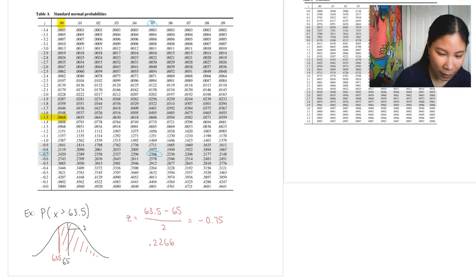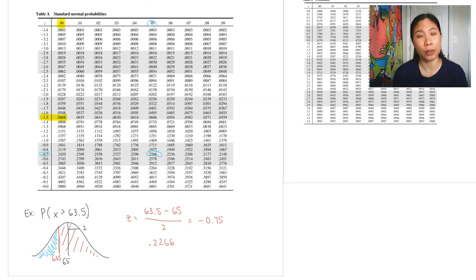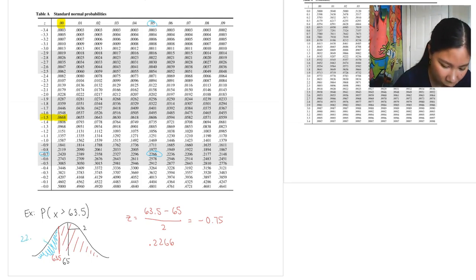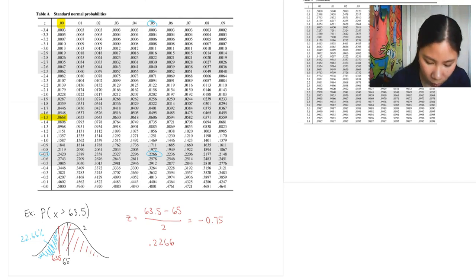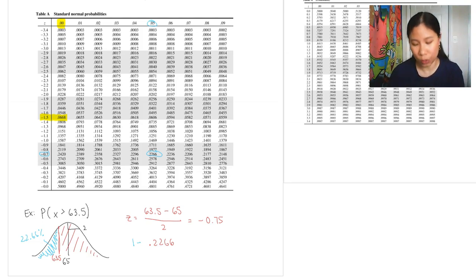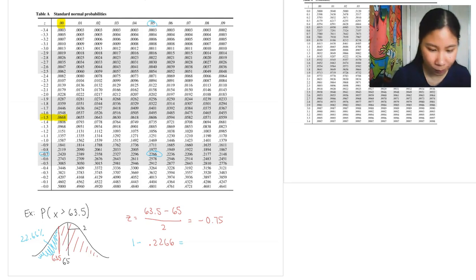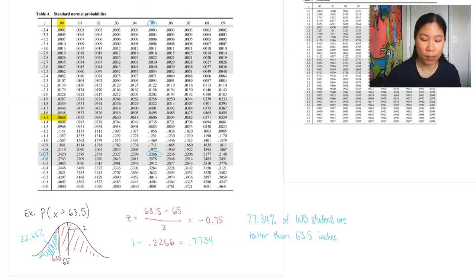So really what we're saying is, in our picture, if we were to shade to the left of 63.5, that would give us 22.66%. But that's not what we want. We want the area to the right. In order to find that, we know the entire curve, if you shaded the whole thing, would be 100% shaded. So if we take our 100% and subtract the 22.66% from it, that gives us the rest of the curve. So if I do 1 minus 0.2266, that gives me the percent for the right side. When we subtract, we end up with 0.7734.